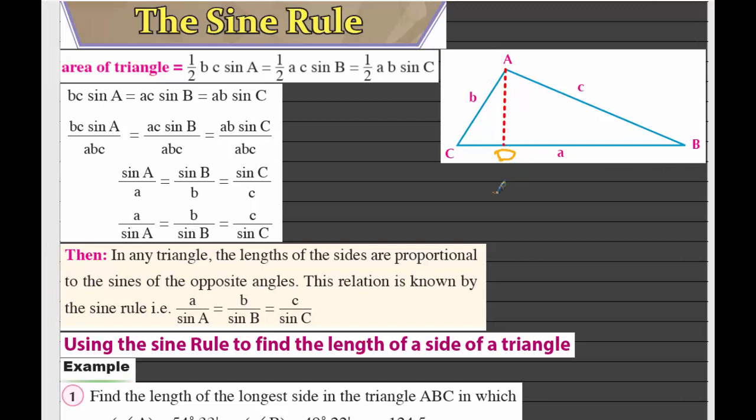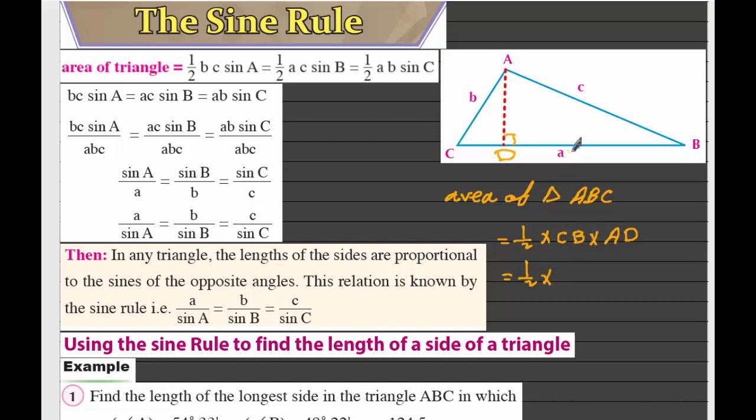So we can say that the area of triangle ABC equals half multiply base. The base is the length of CB, multiply its height AD. We know that AD is perpendicular to CB, so we write AD, which equals half multiply CB.